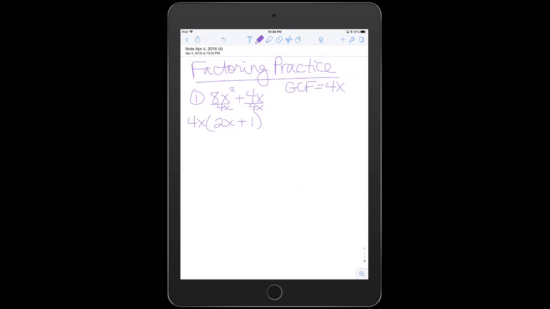And if you look at what's remaining in the parentheses, 2x plus 1 cannot be factored further, so this is our answer. It looks like a distributive property problem. That's exactly what we're doing, is the reverse of the distributive property.